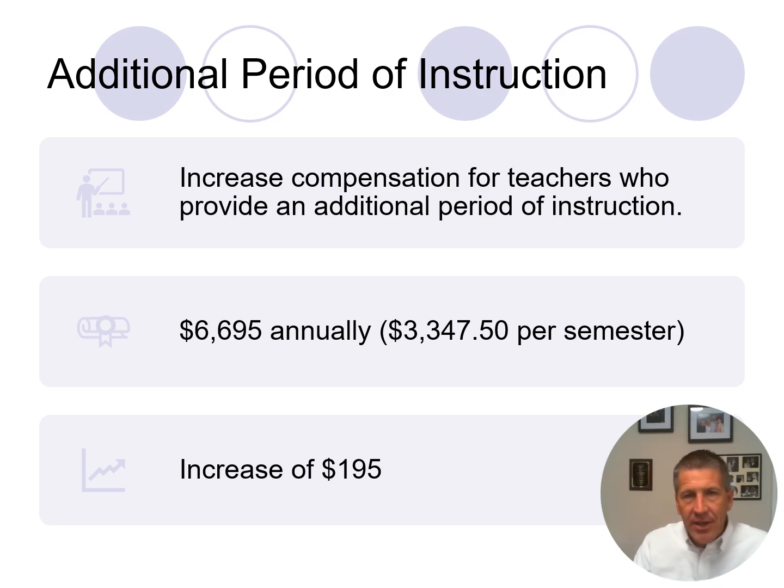At the secondary level, there are some teachers that provide an additional period of instruction. And in those situations, this tentative agreement includes an increase. It's an increase of $195, which brings that total to $6,695 per year, or $3,347.50 per semester.